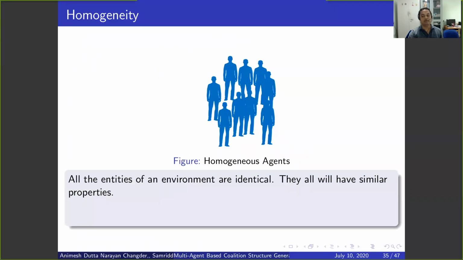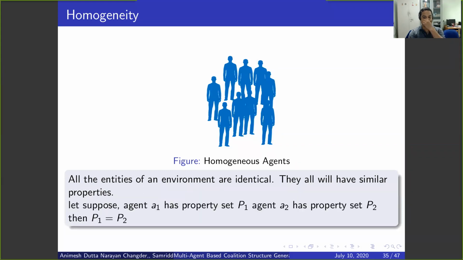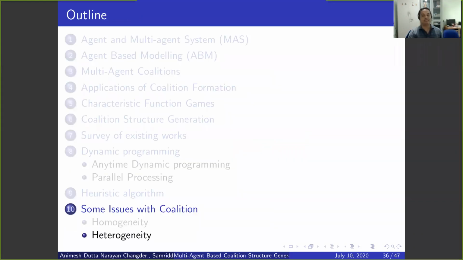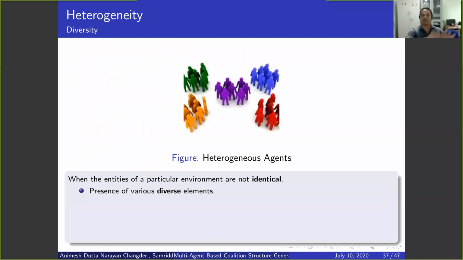In the homogeneous case, all entities of the environment are identical. They all have similar properties. Suppose agent A1 has property set P1 and agent A2 has property set P2. Then P1 and P2 will be the same. But if it is heterogeneous, they are separate groups of agents. Their requirements, constraints, properties and skill sets are different.